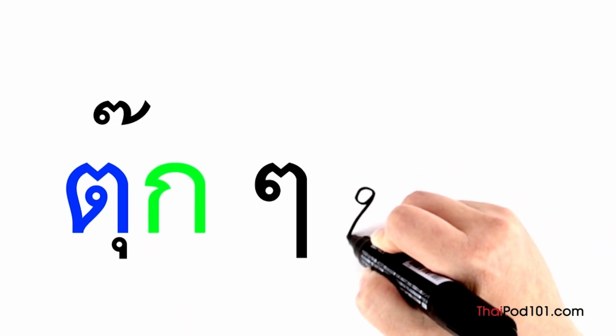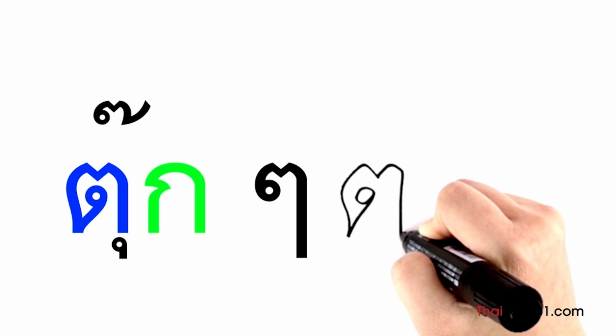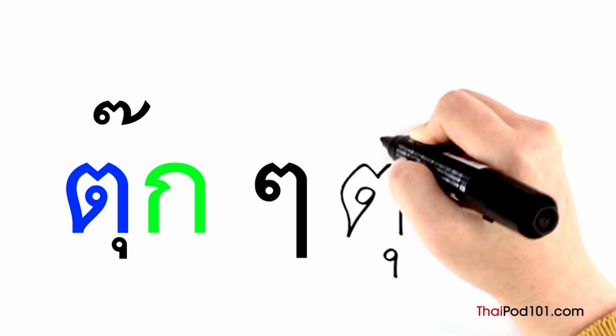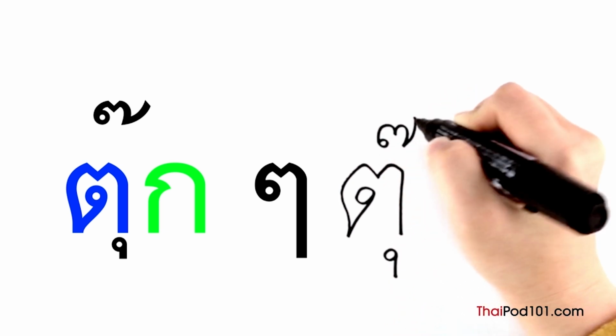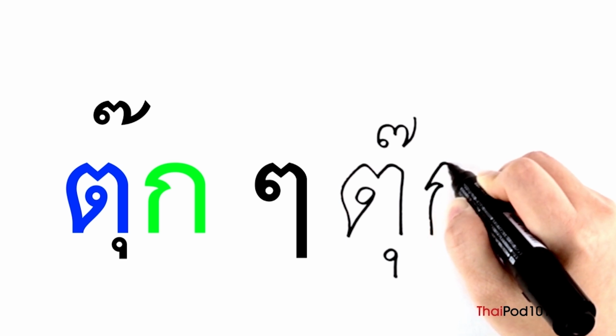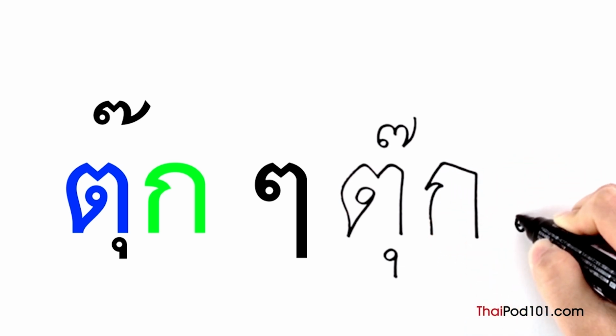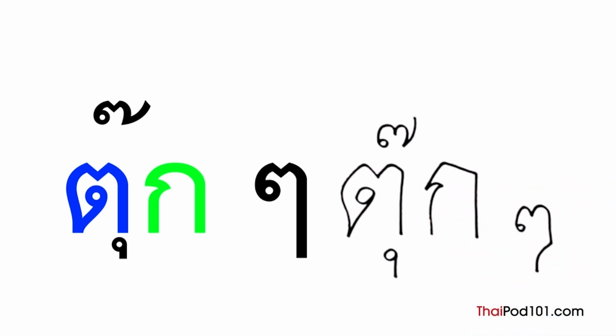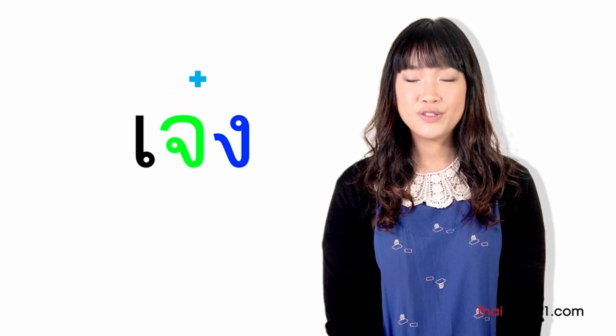To tau, sarau, Maitri, ko kai, mayamok, tuk tuk. Now it's time to talk about the fourth and final tone mark.